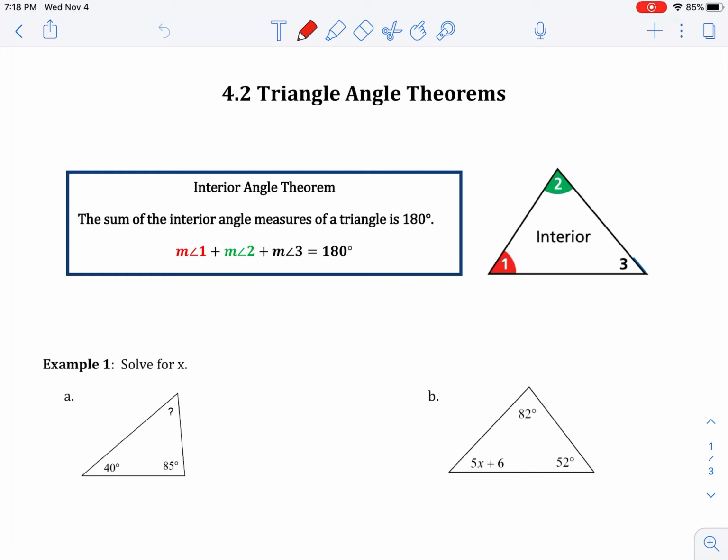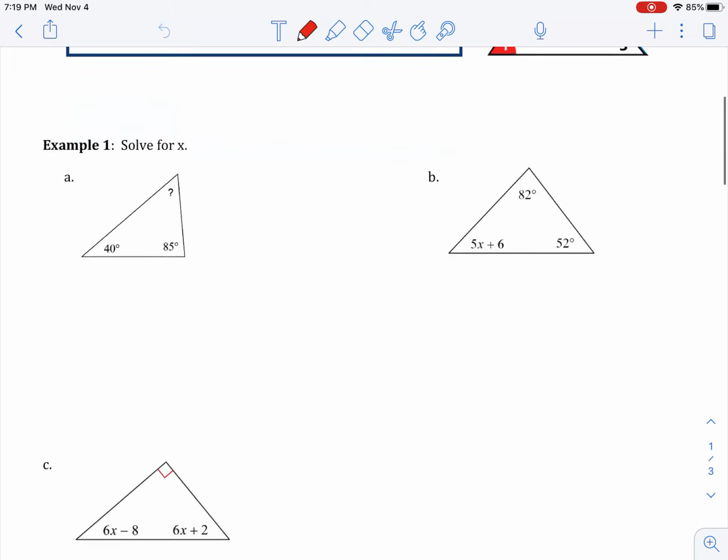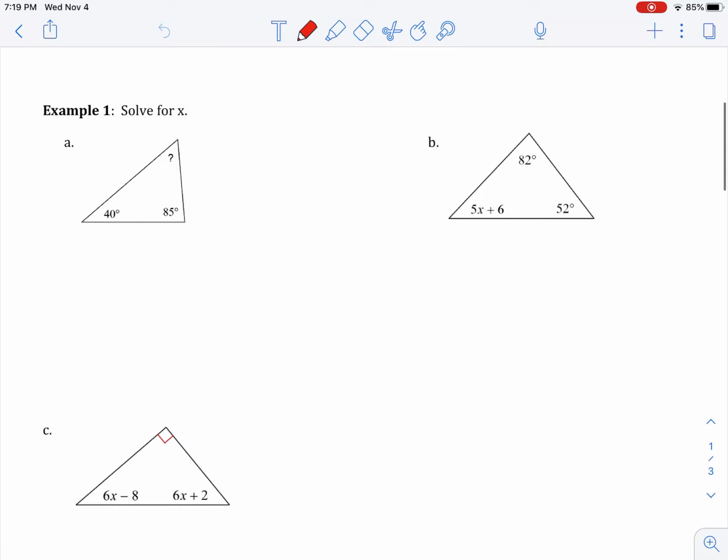So if we look at that triangle over to the right of the blue box there, we see three angles inside of that triangle labeled 1, 2, and 3. And so if you added up that red angle, the green angle, and the black angle, they would add up to 180 degrees. And that's true of any kind of triangle that you have. It doesn't matter what it looks like, the interior angles will add up to 180 degrees. So if we go to example 1, it says solve for x.